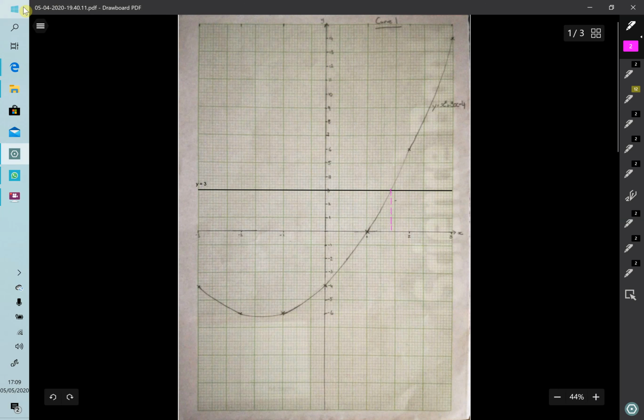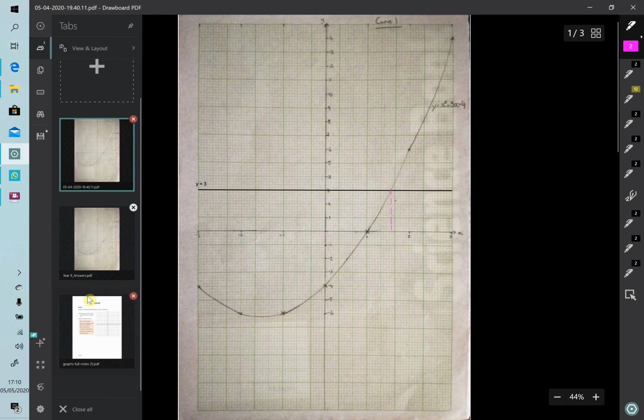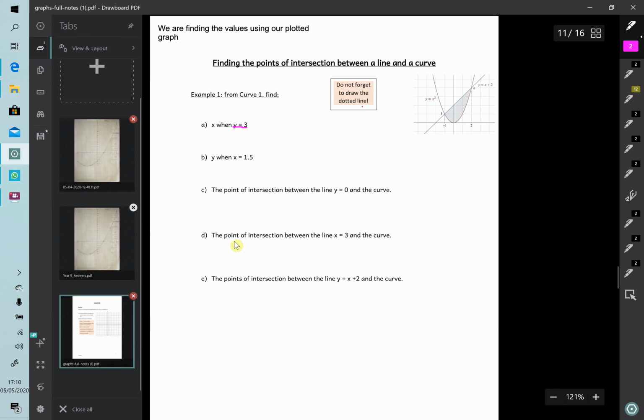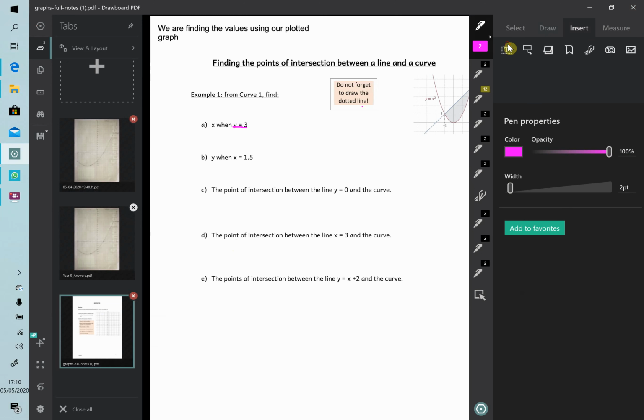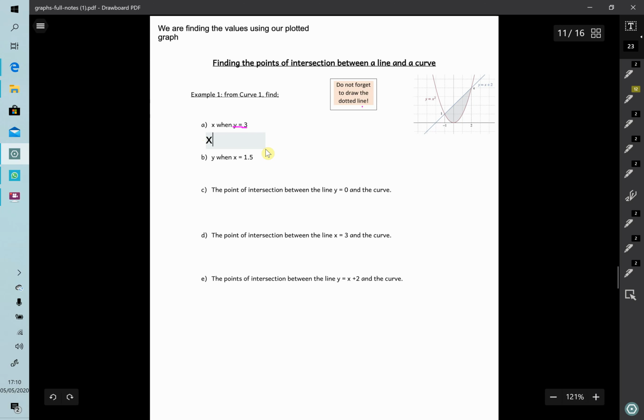So the value of your x is x equals, maybe it's 1.8. Please check for me, girls. But as accurately as I did, the x value equals 1.9. Now find the value of y when x equals 1.5.